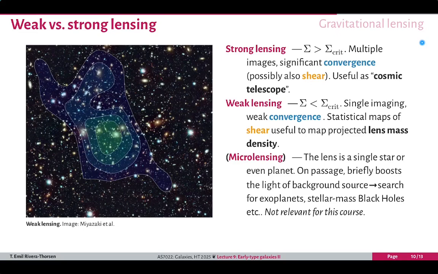So this can be used to, for example, search for exoplanets or for stellar mass black holes or many other things like that. So it's quite interesting, but it is not super useful in the research of galaxies. So we will not be thinking more about it in this course.